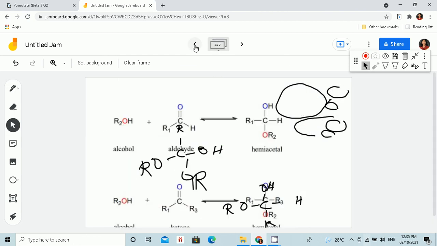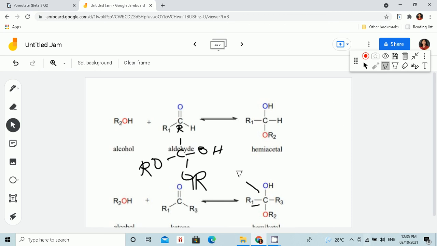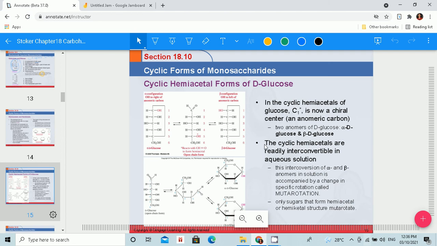Now let's take a look if it's the same. I'll erase this one. Now, are they the same? Yes, the same. So this justifies that our glucose, our aldehydes, our fructose are hemiacetals and hemiketals. C1 is also a chiral center in our glucose. It's an anomeric carbon, with two anomers of D-glucose. So we have alpha-D-glucose or beta-D-glucose. They are the two anomers of our glucose.